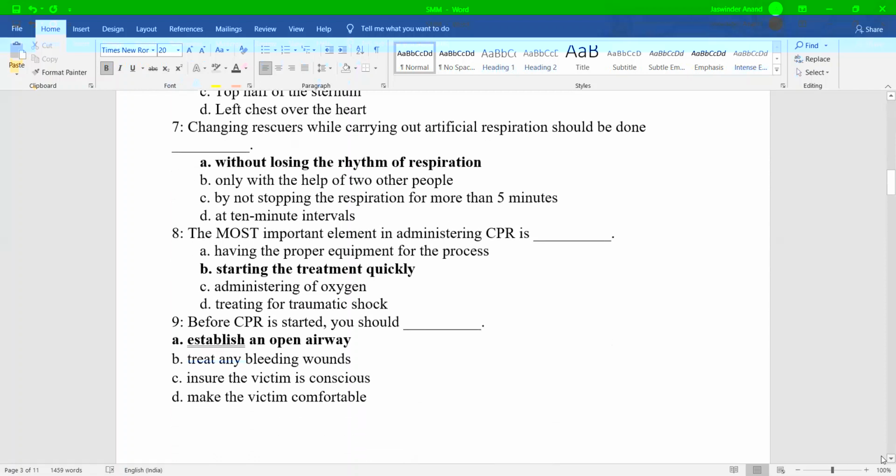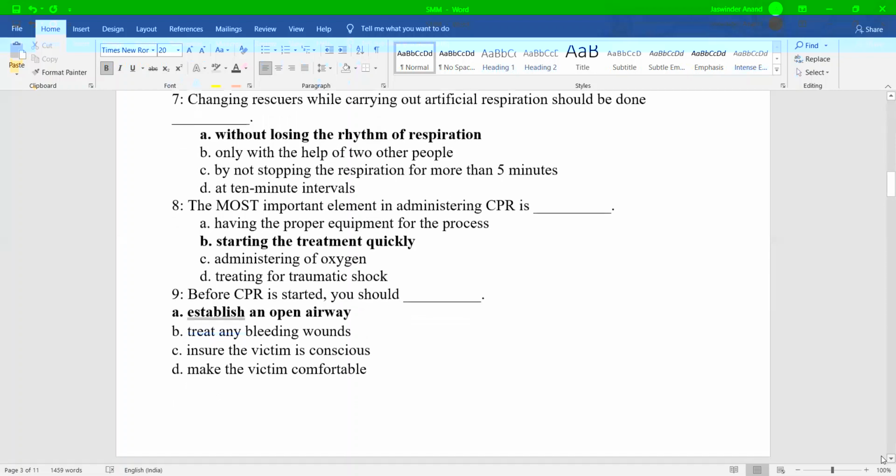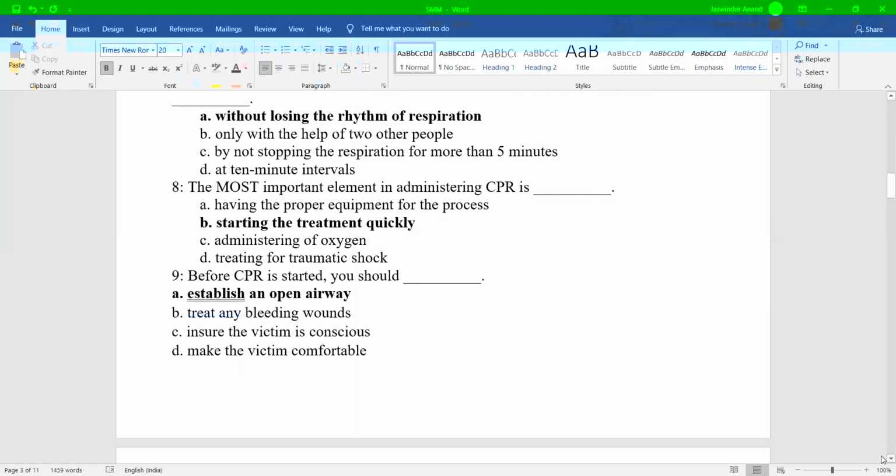Question number 8. The most important element in administering CPR is. Answer is B, starting the treatment quickly. As soon as you go, you should immediately start with the CPR. The victim will not have much time for us to plan the treatment or everything. So the first thing we should immediately start.